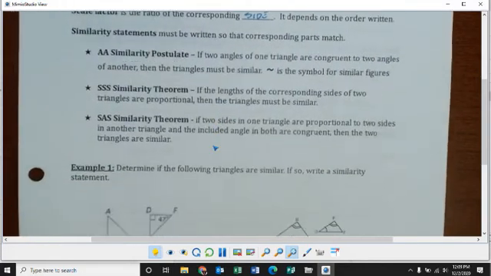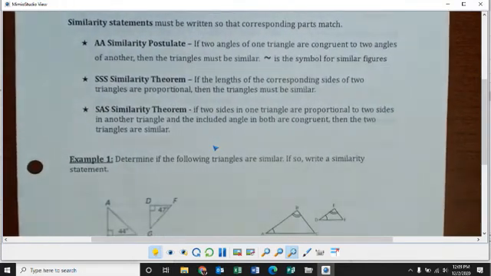Now when we talk about similarity statements, recall that we had congruent statements when we dealt with congruent triangles. We would say triangle ABC is congruent to triangle DEF. Well, now we also can do similarity statements. So we have 3 possibilities for similarity.